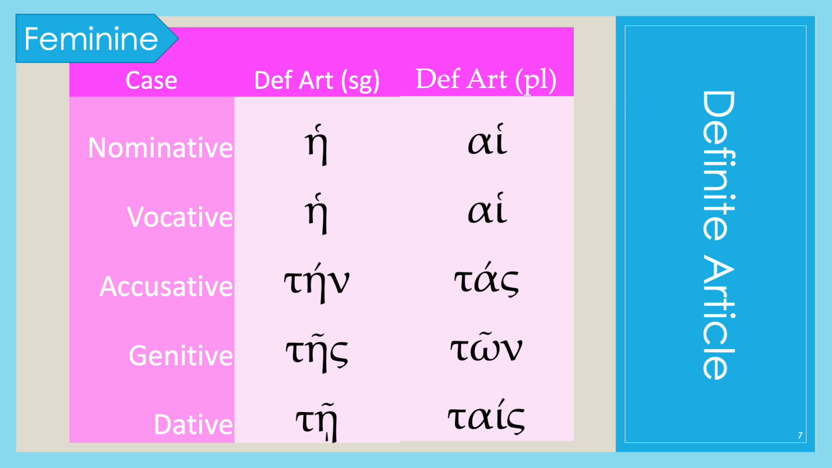Let's look at the plural as well. We have hai for nominative or vocative, tas for accusative, tōn for the genitive, and that one's not going to change whether it's masculine, feminine or neuter. Then tais for the dative.